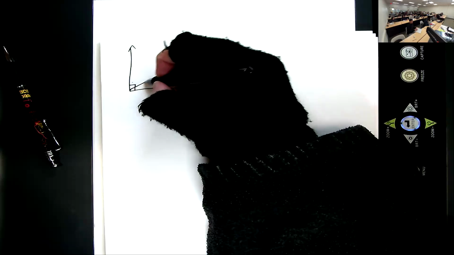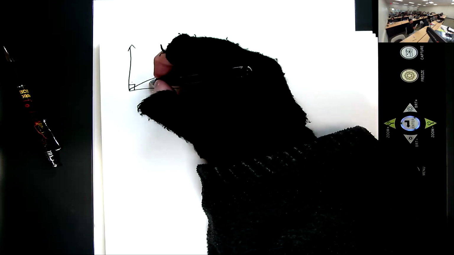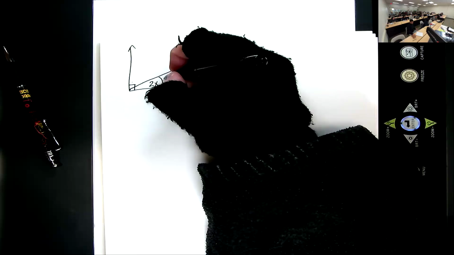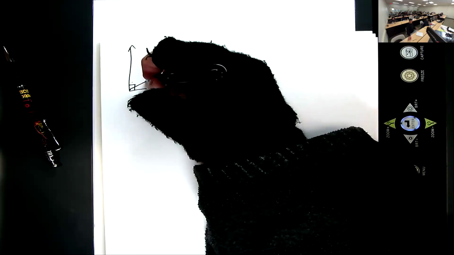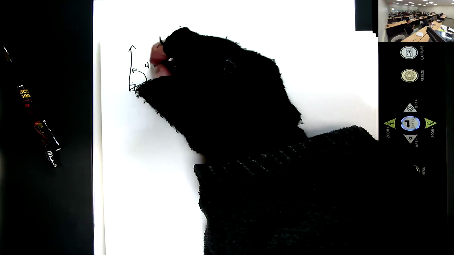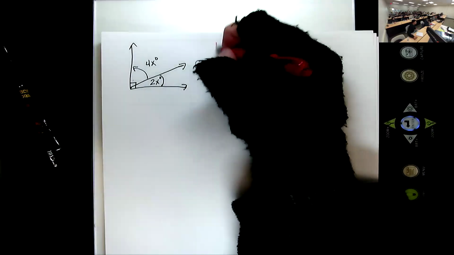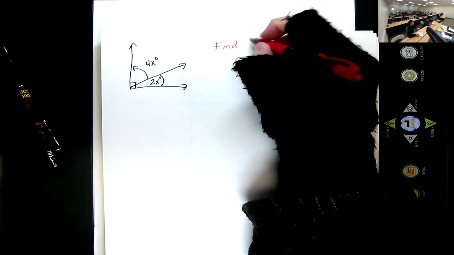Let's say we have this picture right here. That is a right angle. And I'm gonna say that this angle right here is 2x degrees, and this angle right here is 4x degrees. How do I find angle x? Find the value of x.